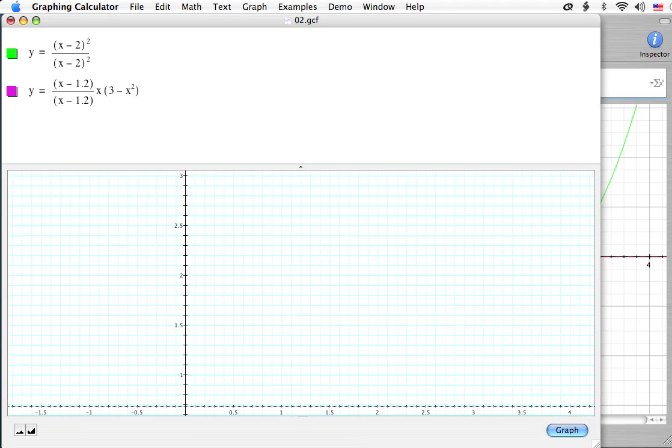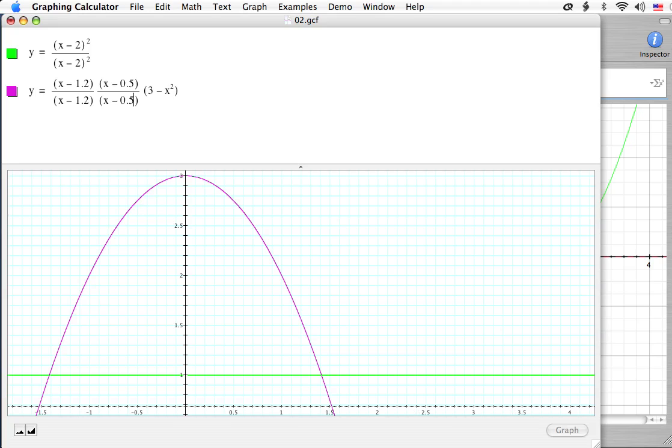Let's put one in at x minus 0.5 over x minus 0.5. Okay, and now we'll get two holes. One at 0.5, which again I'm not seeing very well here, but there it is. There's the 0.5, and then we should still have one at, there it is, 1.2. Okay, so I don't know why you'd ever want to put holes in your graphs, but now you know how to do it. So there you go.